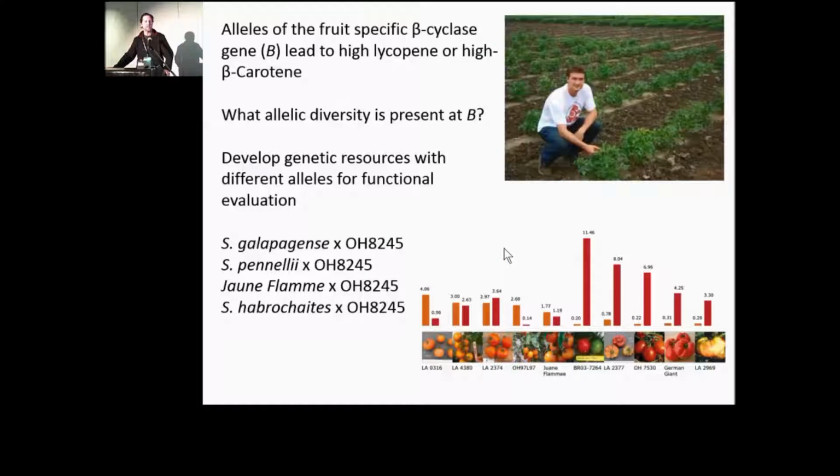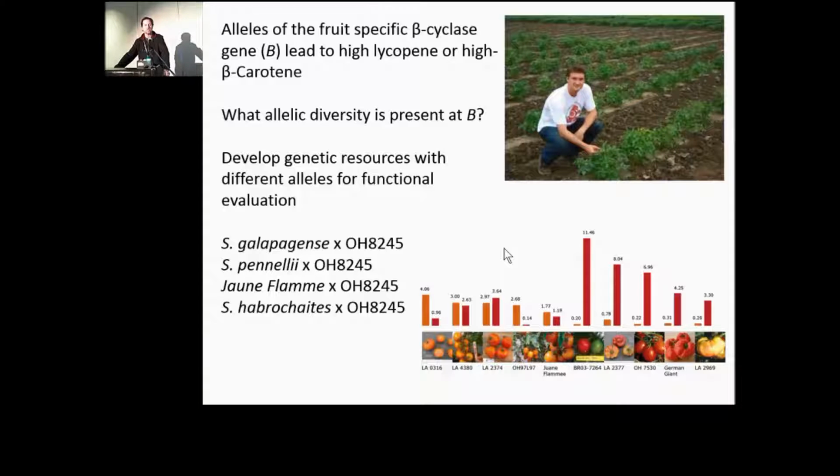And so the first example I'm going to give you is a result of a master's student project. So this is Caleb Orchard, who now works for East West Seed in Chiang Mai, Thailand. Caleb was interested in this idea of improving nutritional quality by improving the beta-carotene content. And we knew that there were alleles of this fruit-specific beta-cyclase gene that could lead to either high lycopene or high beta-carotene. And a lot of this work had been done over 50 years ago, and then the gene was cloned by Hirschberger's group. So we had some information that we could work off of.